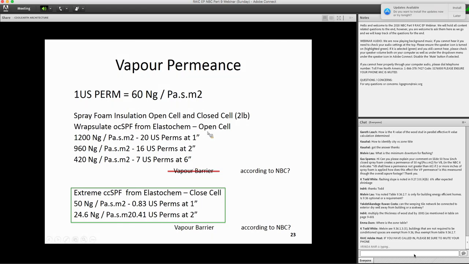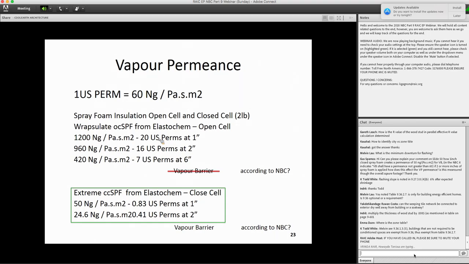In contrary, if you use an open cell, let's say you use 1 inch, you have 1200, and this is very high. It's much higher than 60, so you cannot use this as a vapor barrier. It can be insulation, but then you have to add a vapor barrier, which can be a membrane. There are many types of membranes that you can put. In many places, we use poly.